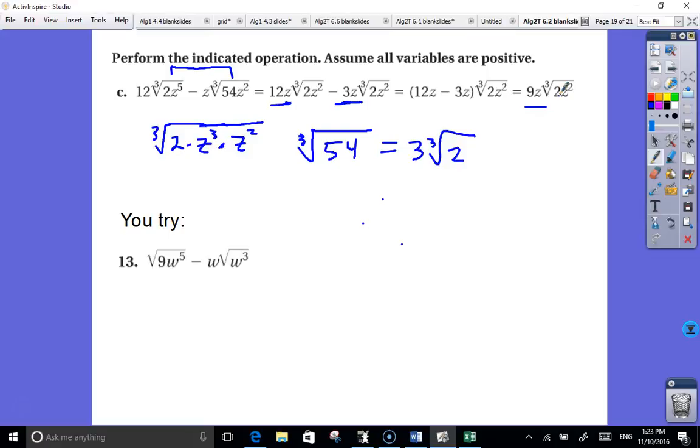Again, we've got this statement: assume all the variables are positive. But because these are cubed roots, it doesn't really make a difference. Cubed roots can be negative. Now, on your try it right there, it's a square root, so now it makes a difference. So go ahead and try that one. And that's the last slide.